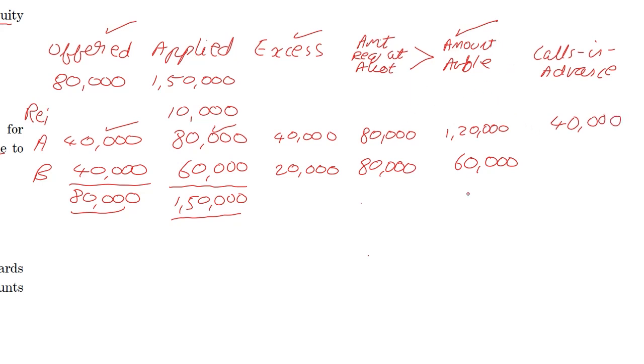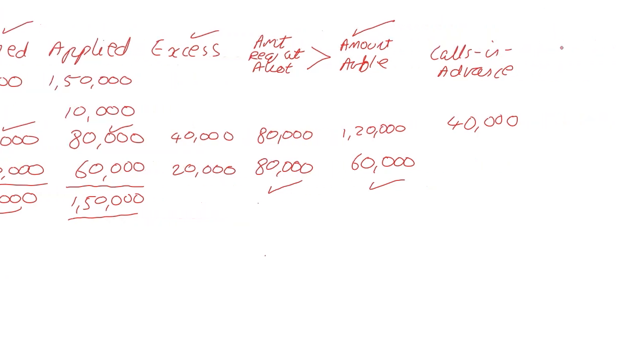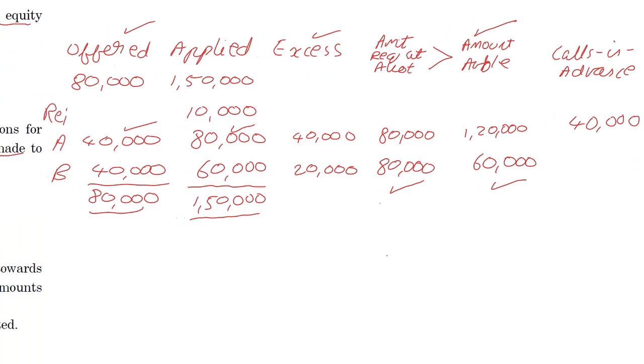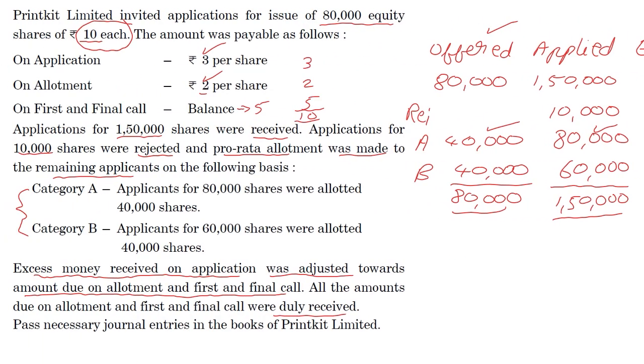What about the next lot? Their amount available is 60,000, but the amount required at the time of allotment is 80. That means they have to pay some amount of money at allotment. So these guys don't have to pay, but these people have to pay 20,000. This table is helpful for us to understand the numbers that will go into the journal entry. Now that we have done so much, we can start with the journal entries.